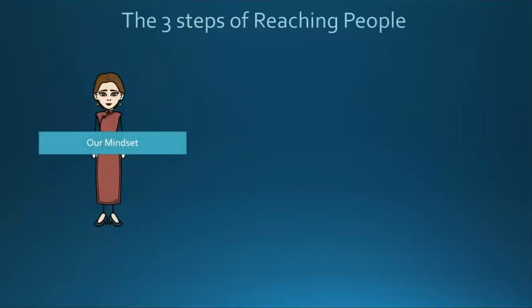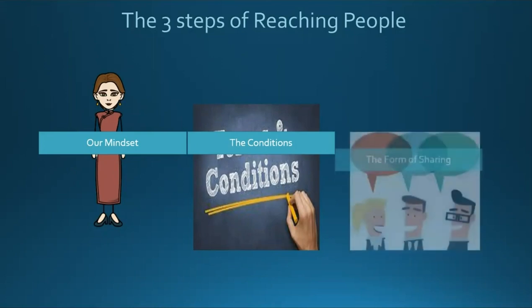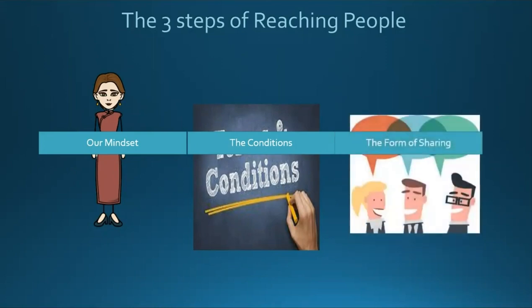So just a quick overview of the 3 steps of reaching people. Effectively, the most important thing that you're going to find when you're talking to someone is our mindset, our approach. If our mindset is off, we're not going to have much success. Then it's really the conditions of the conversation. If the conditions are not set up correctly, again, there's going to be very little success in actually having a nice, open, honest conversation. And then the way in which we share information.